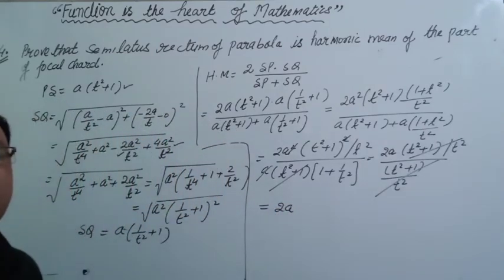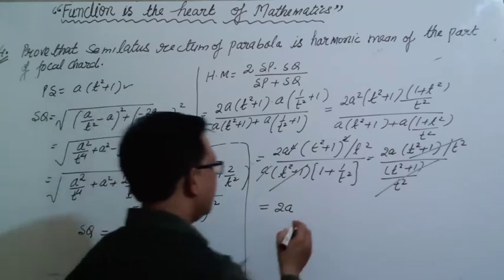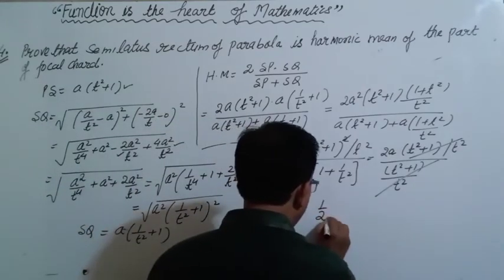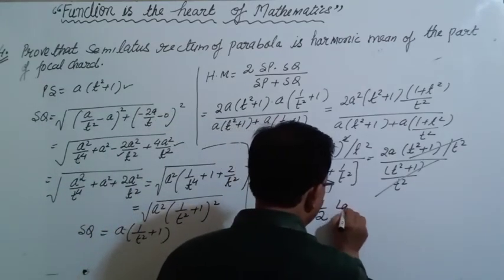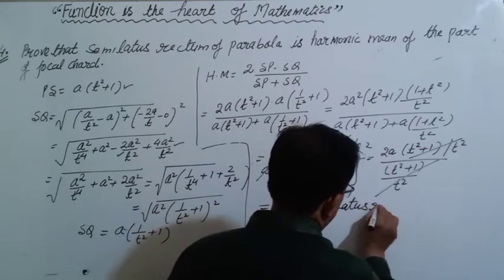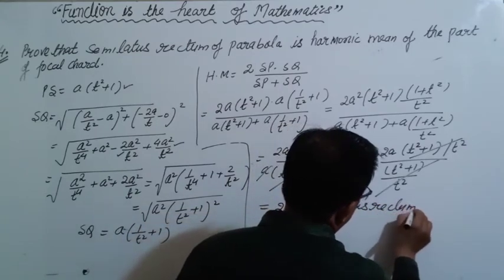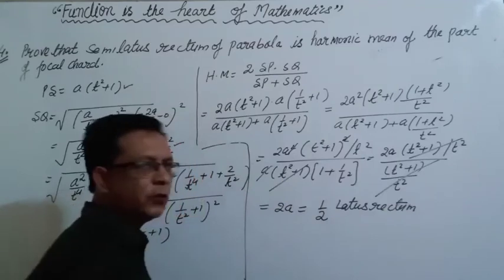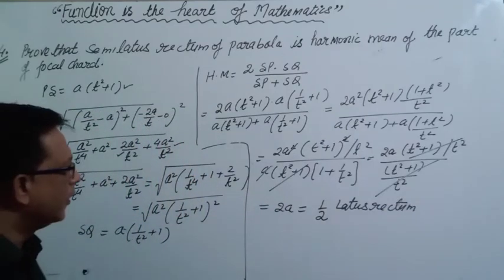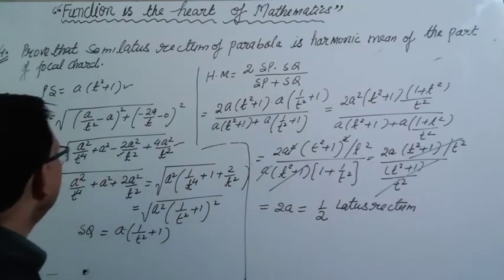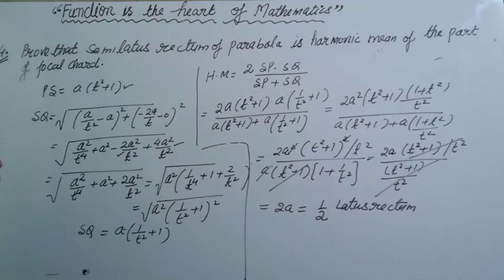2a is half of the lattice vector. Because our lattice vector is 4a, if we divided by 2, we get 2a. So, semi-lattice vector of parabola is the harmonic mean of the parts of focal chord.